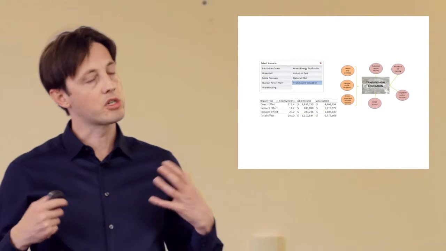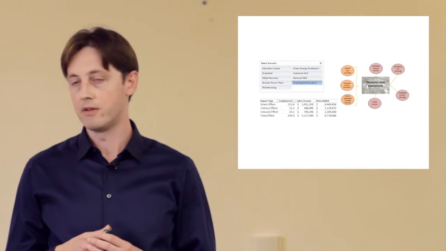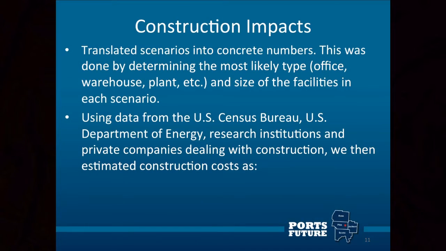So this is just a description of the operational impacts of these nine scenarios. But we also look at the construction impacts, because construction is an important part when we have to implement those scenarios. Again, what we had to do is translate some of these impacts into a set of numbers. Essentially, we first had to determine the most likely type of building. In this case, we had to consider whether it's going to be office, or warehouse, or plant. And then we have to determine the size of that particular facility for each scenario. Remember that each scenario includes different components, so we had to do it for each subcomponent, for each activity in the individual scenario.